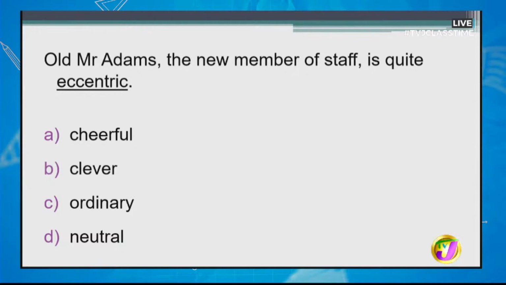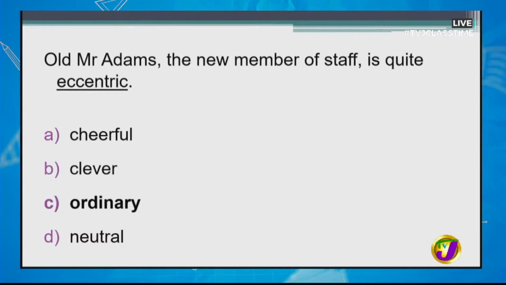So is the opposite of that cheerful, clever, ordinary, or neutral? Again, be careful of the distractors. Be careful of the distractors. So the opposite of eccentric, think of what you usually mean when you describe someone as being eccentric. And now think of the opposite of that. Ready? Here we go.